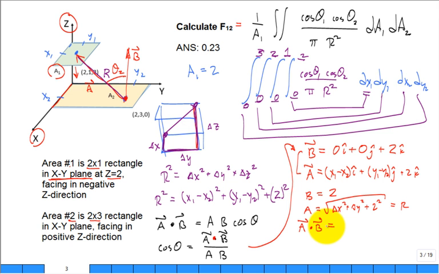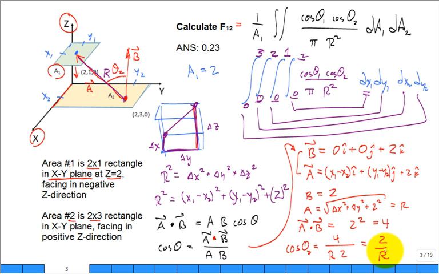All right, so the dot product of the vector A with vector B just turns into 2 squared, which is 4. All right, now we're ready to do it. Cosine of theta 2 is equal to A dot B, 4, divided by the magnitude of A, which is R, and the magnitude of B, which is 2. It just turns out to 2 over R. It's really nice, isn't it?